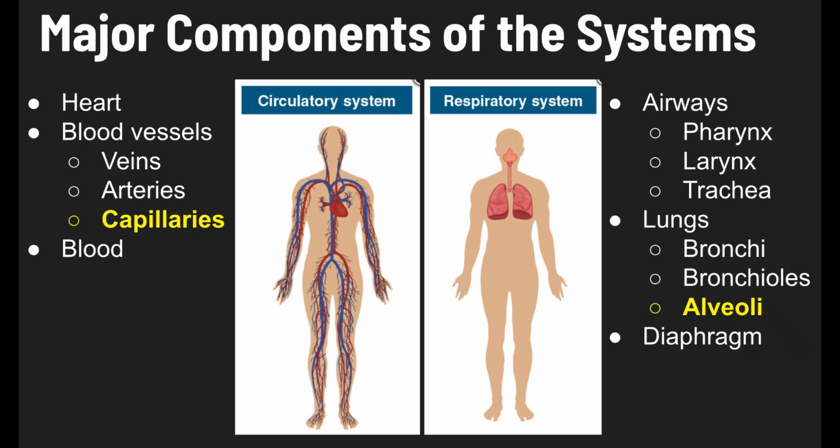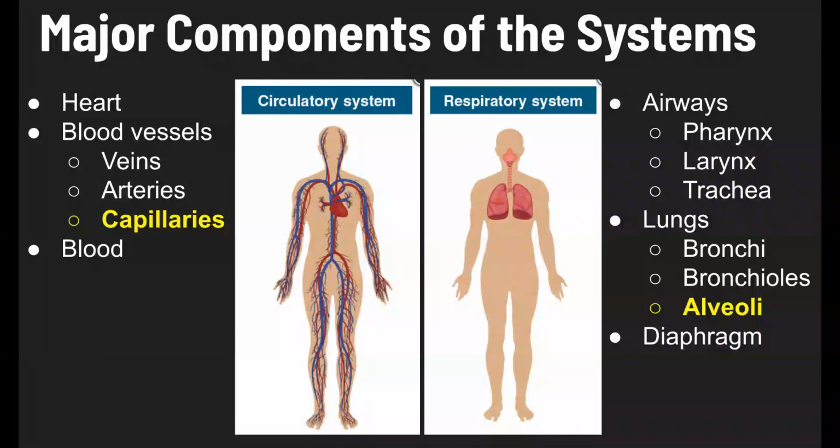Then there are some major components of the respiratory system. You have the airways, the lungs, and the diaphragm. The airways are made up of the pharynx, larynx, and trachea. The lungs are made up of the bronchi, bronchioles, and alveoli. And I mentioned a moment ago, you have the diaphragm.